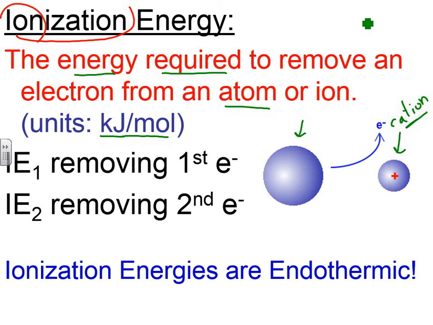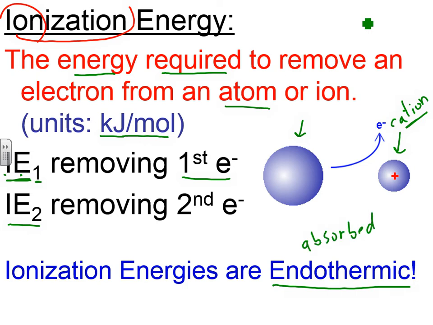IE1 would be the designation. This is the ionization energy of the first electron. It means you're just removing the first electron. IE2 is removing the second, and on, and you can talk about IE5, IE6. And here it says ionization energies are endothermic, which means energy is absorbed.